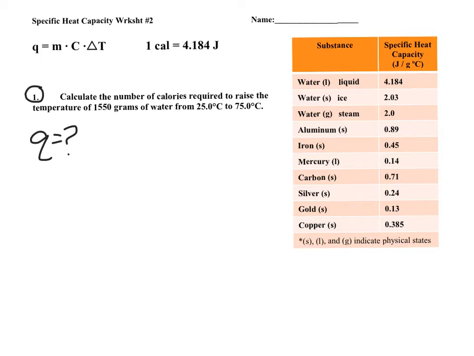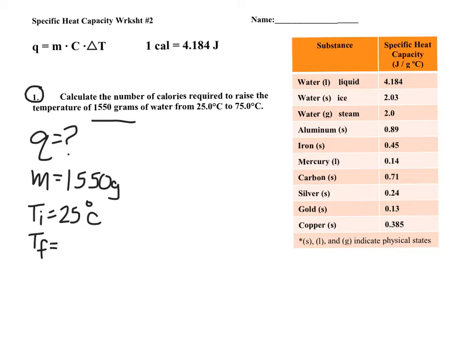Anyways, we have a few pieces of information that we know about. We've got 1550 grams of water. So right away, I know that I have a mass of 1550 grams of water. And this temperature of water has to be raised from 25 degrees Celsius to 75 degrees Celsius. So I know that my starting initial temperature is going to be 25 degrees Celsius, and my final ending temperature would be 75 degrees Celsius. Okay, so I have all this information.